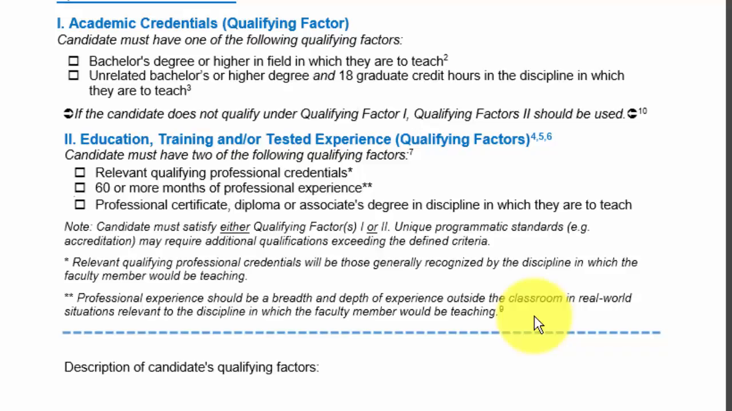So that is how this document is used. You can either qualify under Roman numeral 1 and be done with it, which is basically the traditional education pathway, or you can qualify under Roman numeral 2, and that's where this combination of education, experience, and certifications comes into play. And that is how you use the evaluation instrument for this category.